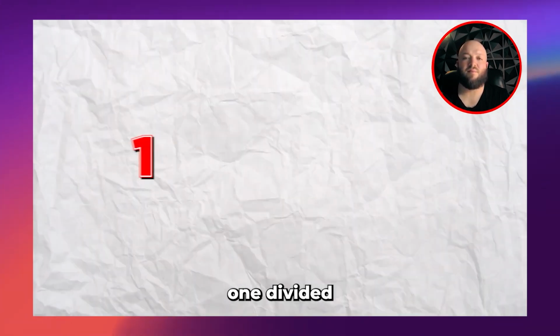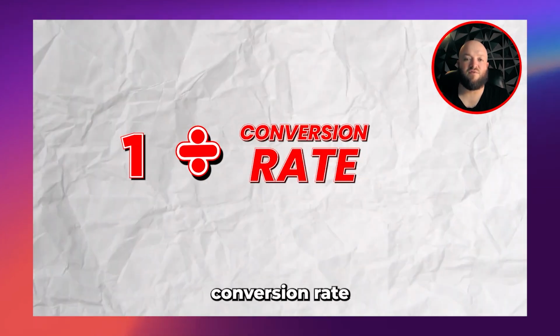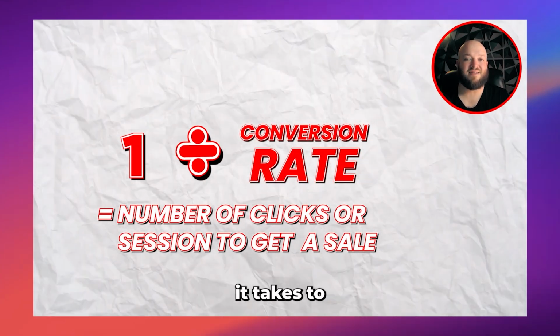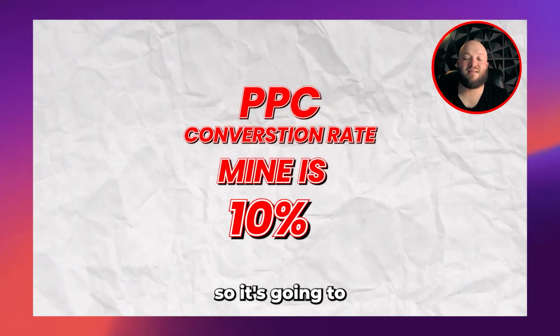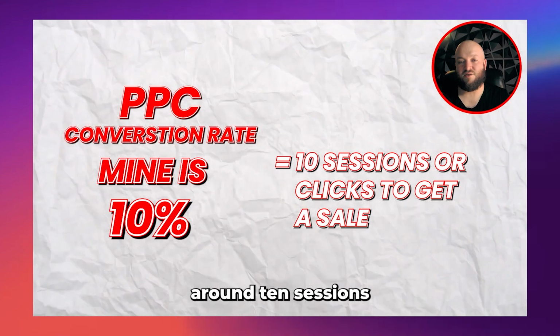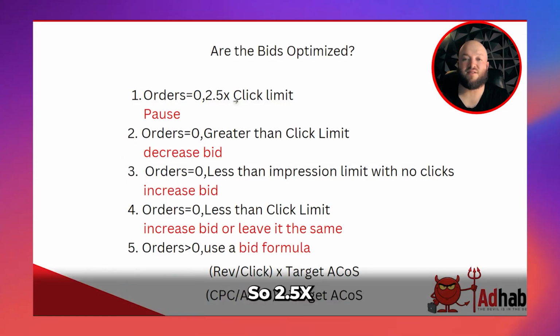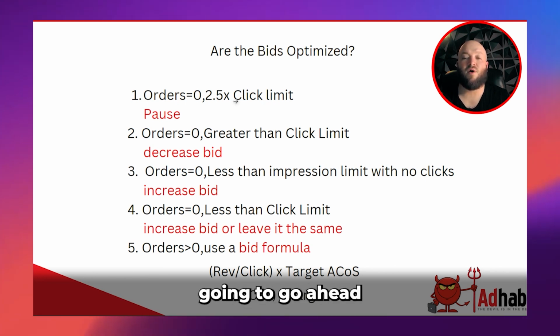But basically 1 divided by that unit session percentage or that conversion rate is going to tell you how many clicks or sessions it takes to get a sale. So with a PPC conversion rate of 10%, it's going to take me around 10 sessions or 10 clicks to get a sale. So 2.5x of that would be 25 clicks. Basically, with 25 clicks and no orders, I'm going to go ahead and pause a keyword.